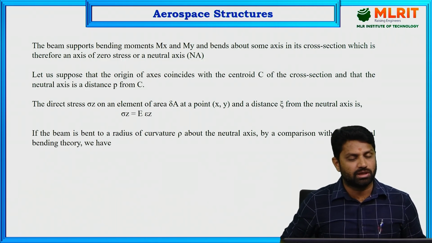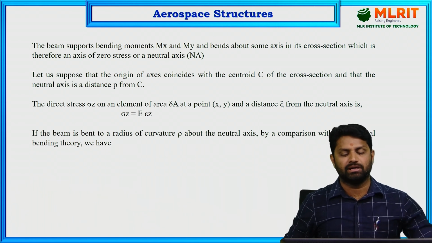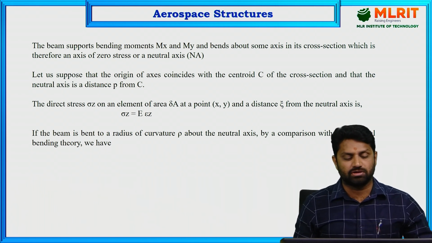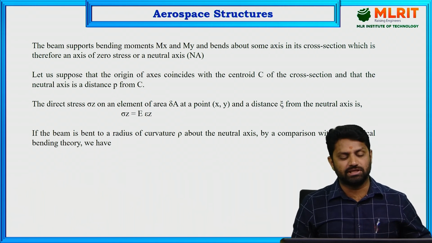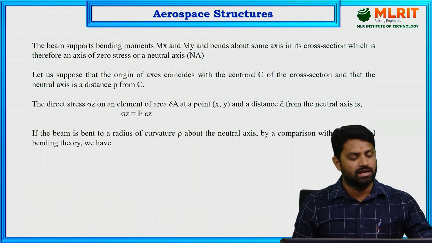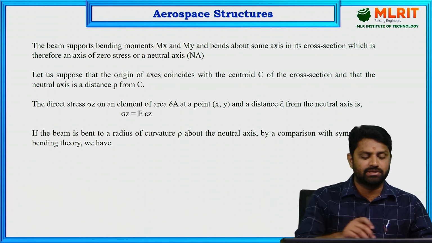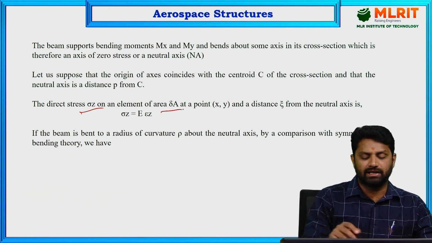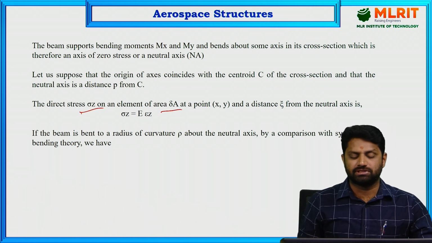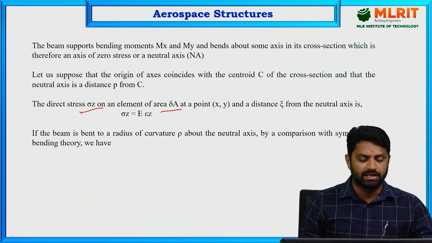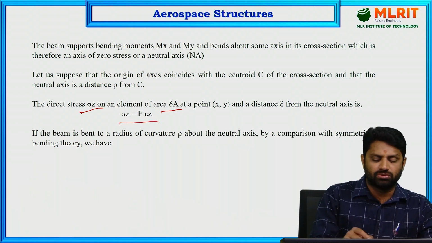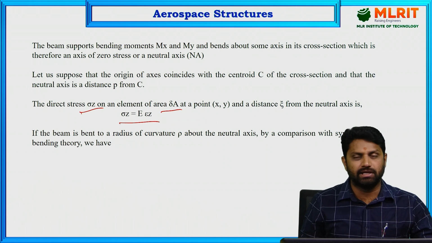The beam supports two types of bending moments, Mx and My, and it bends about some axis in its cross section, which is therefore an axis of zero stress, or a neutral axis. Let us suppose that the origin of the axes coincides with the centroid C of the section, and that the neutral axis is a distance rho from C. Therefore, the direct stress sigma z on any element of area delta A at any point x, y, which is at a distance zeta from the neutral axis, is given by sigma z equals E times epsilon z.